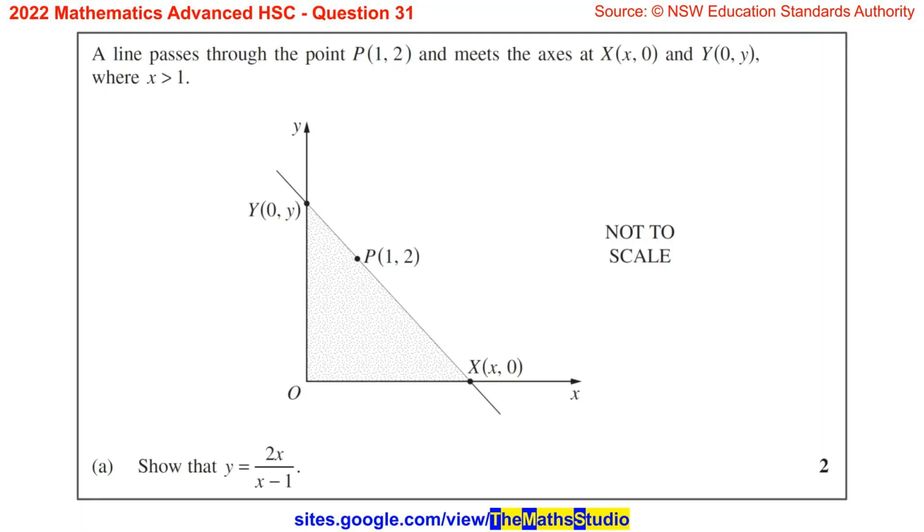Question 31. A line passes through the point P(1, 2) and meets the axes at X(x, 0) and Y(0, y), where x is greater than 1. Part A. Show that y equals 2x over x minus 1.